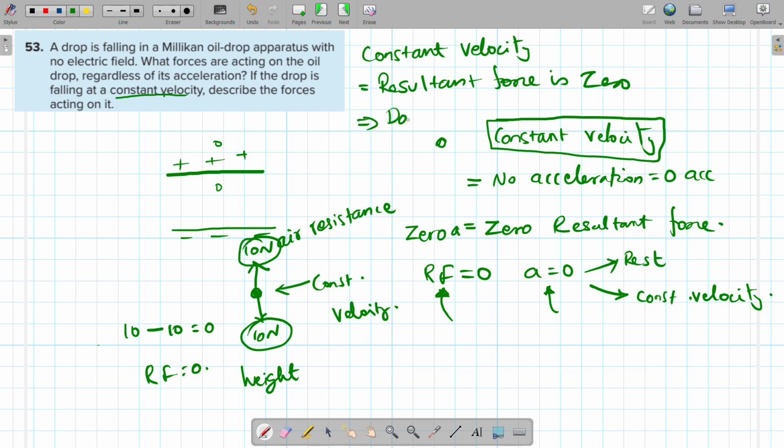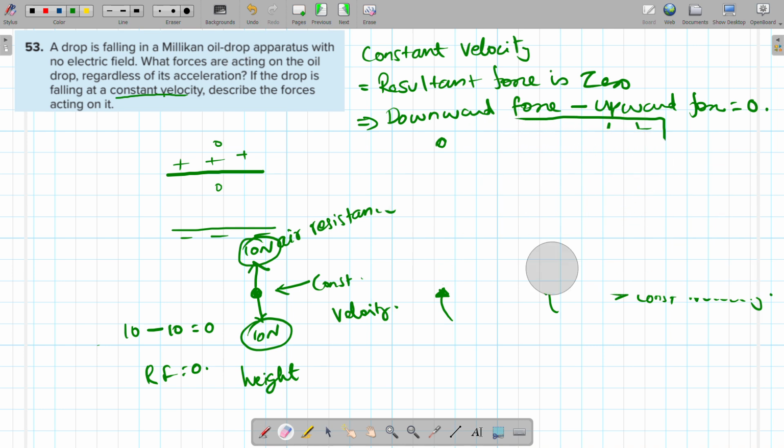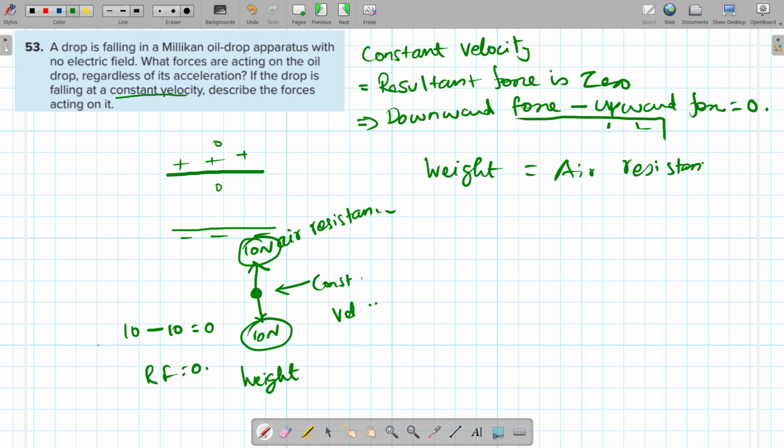So downward force minus upward force is equal to 0. The downward force is the weight of the oil drop. The upward force is the air resistance. When they are equal, the object reaches zero resultant force and the object is moving at a constant velocity. Constant velocity means acceleration is 0.